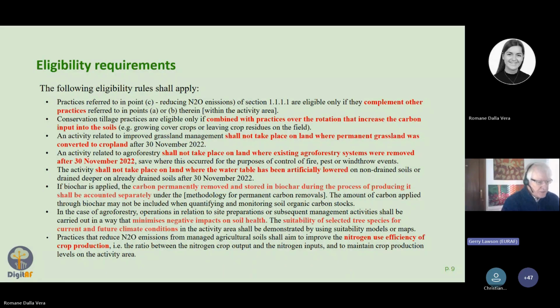So it also says that agroforestry must be done in a way that has a minimum impact on soil health, and also says that we need to be sure that the trees that are planted are going to continue to grow well in future climate conditions. So that's quite an important condition. And it also says that the proposal should say something about nitrogen use efficiency. Next slide, please.